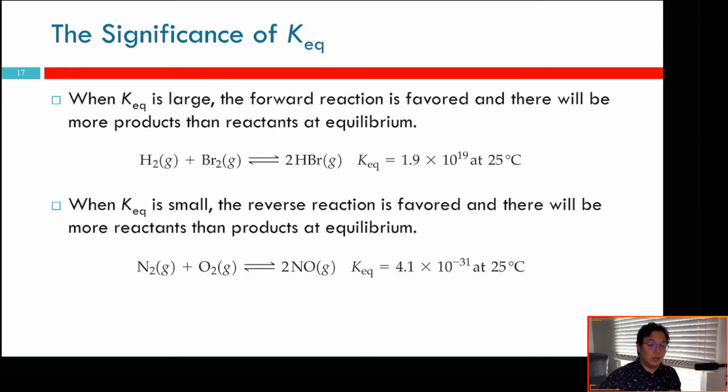When our equilibrium constant, KEQ, is large, the forward reaction is favored, and there will be more products than reactants at equilibrium. When KEQ is small, the reverse reaction is favored, and there will be more reactants than products at equilibrium. I think we're going to have an example of this that makes it a little bit more clear why that is.